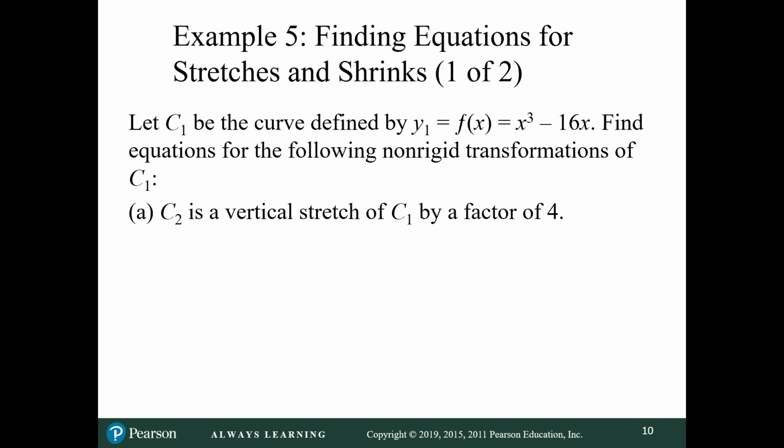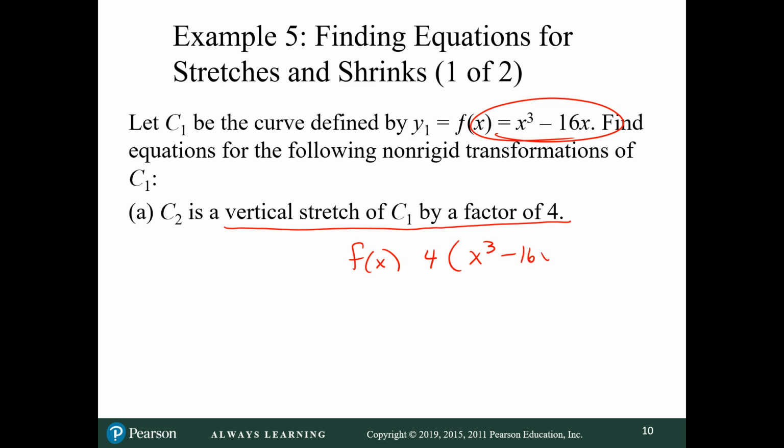All right. So let's say we have this function. If we have a vertical stretch by a factor of 4, what would be the new function? Well, it would be just 4 times the original function. If it's a vertical stretch, it happens on the outside.